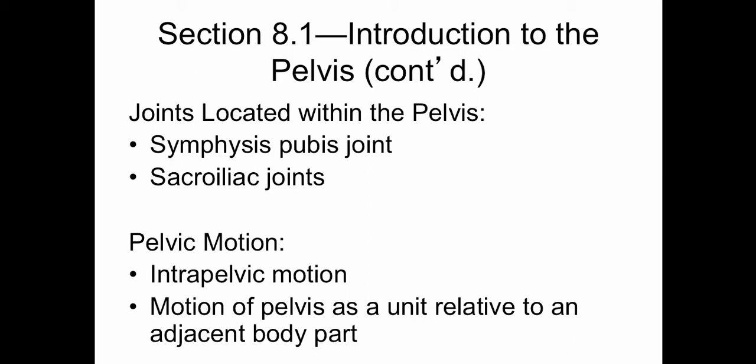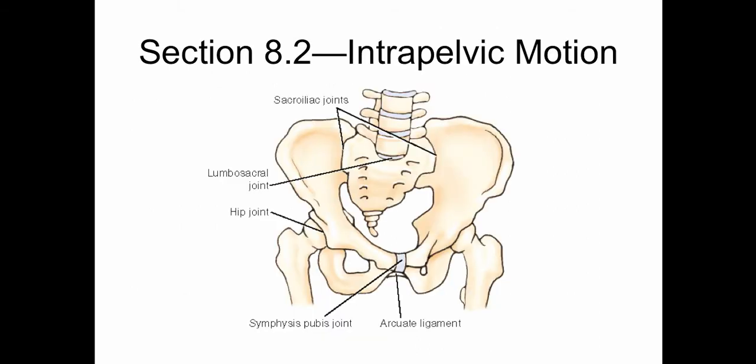Being a separate body part from both the trunk and the thighs, the pelvis moves relative to the trunk at the lumbosacral or L5-S1 joint and relative to both thighs at the hip joints. Given that bones within the pelvis are also separated by joints, motion within the pelvis is also possible. This motion is called intrapelvic motion. Intrapelvic motion happens at the symphysis pubis joint between the two pubic bones, and at the sacroiliac joints between the sacrum and the iliac portions of the right and left pelvic bones.